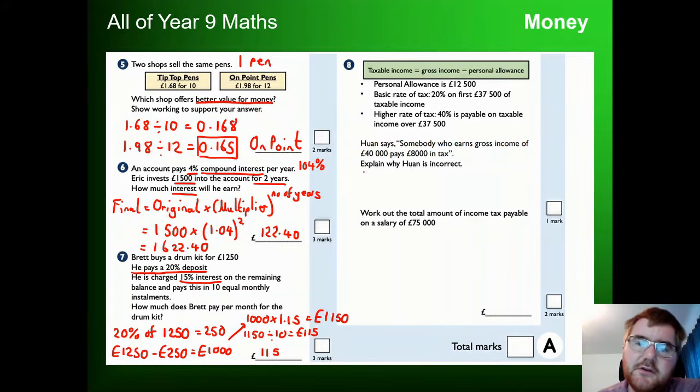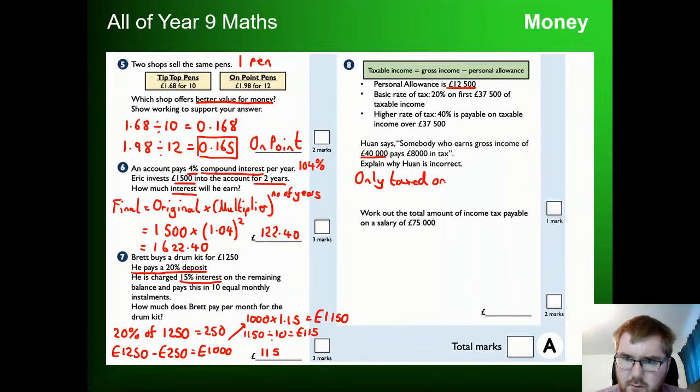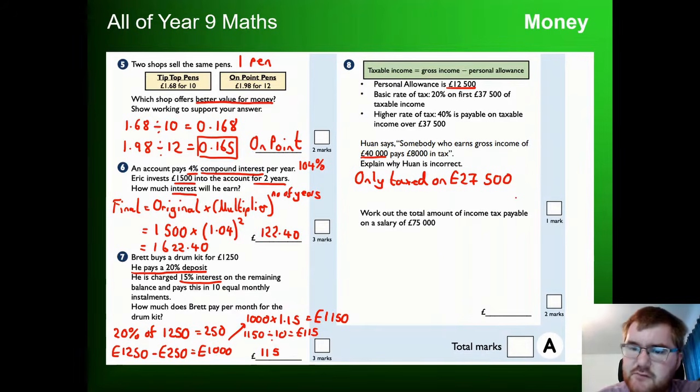Now he's not correct because we don't take 20% of the whole amount. What we do is just take 20% of 40,000 minus 12,500. So you're only taxed on the difference between 40,000 and 12,500, which, you do mentally, is 27,500. So that's an important thing to realize about tax generally. You're not taxed the same on all your income, you're taxed in different bands, which is important to realize. And this calculation we're going to do now shows this.